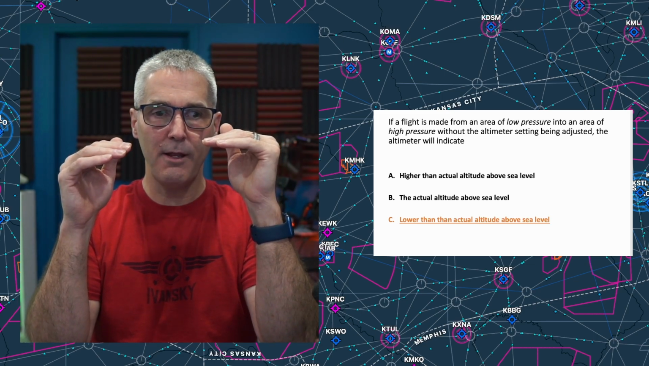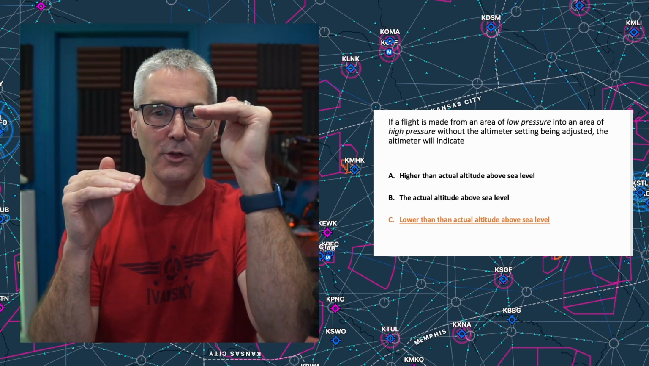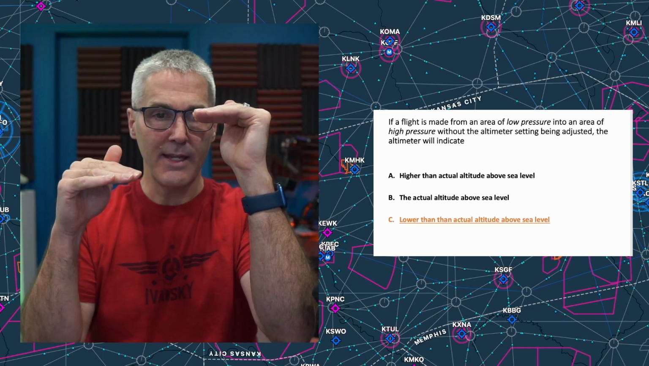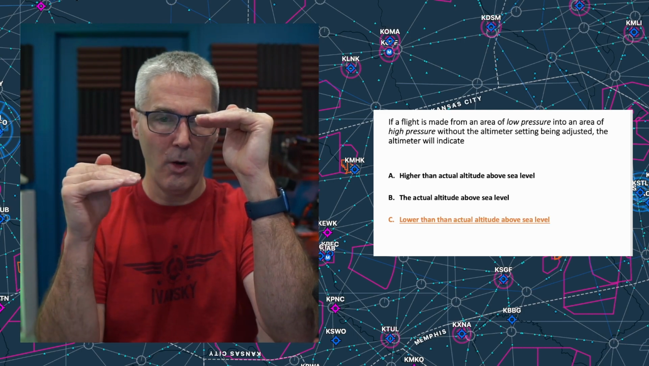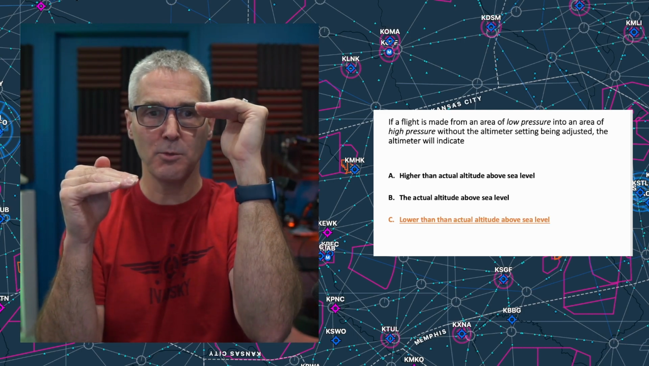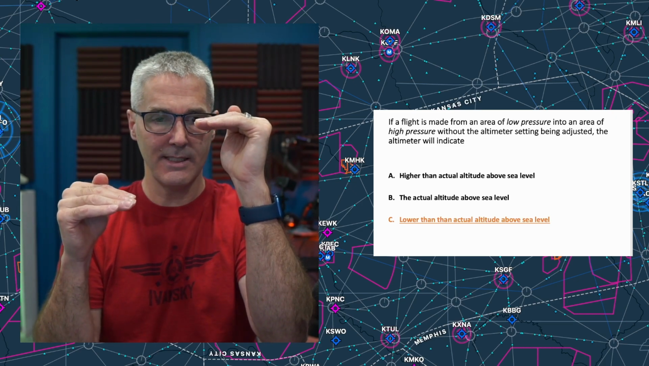If a flight is made from low pressure to high pressure without the altimeter setting being adjusted, the altimeter will indicate lower than the true or actual altitude above sea level. Hopefully this is starting to make sense.